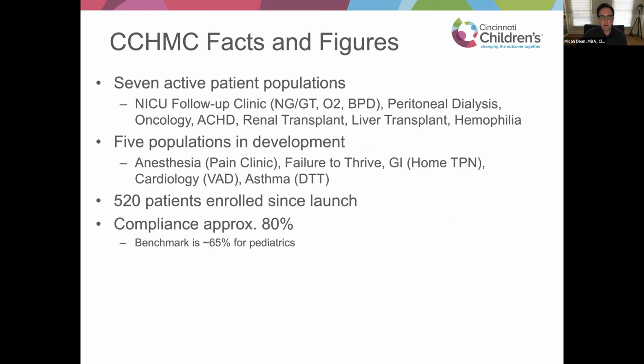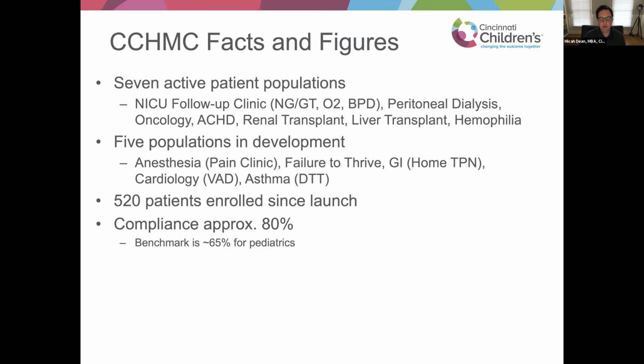A little more background on our specific programs. So we currently have 7 active patient populations. We have the NICU follow-up clinic, which is for babies who are discharged either on oxygen support or with an NG or G tube for feeding support and trying to gain that weight to get them up to what would be a healthy birth weight. Then we have peritoneal dialysis, oncology for patients who are undergoing chemotherapy, adult congenital heart disease, renal transplant, liver transplant, and hemophilia.